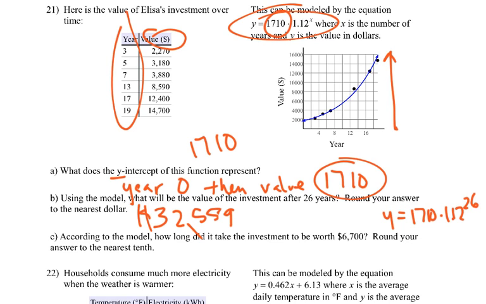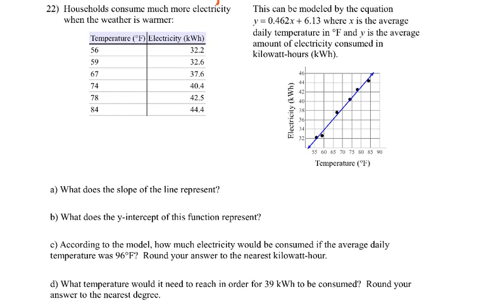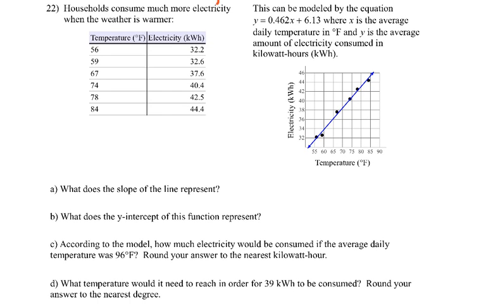Okay. Then it says, according to the model, how long did it take the investment to be worth $6,700? Well, $6,700 is going to be somewhere in between here, isn't it? So if we look at about 6,700 on the graph, we estimate over, and it looks pretty close to year 12. Okay, so I would say about year 12 is what I would do for that one. Just estimate it.